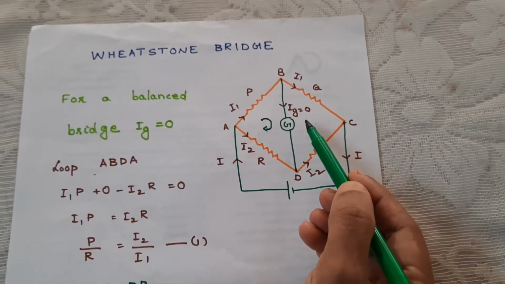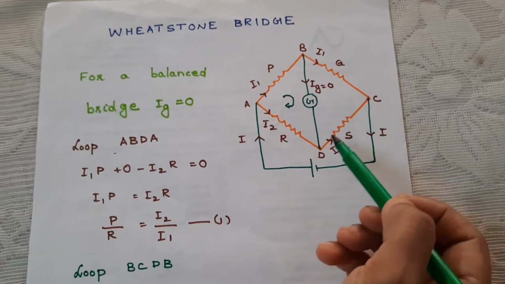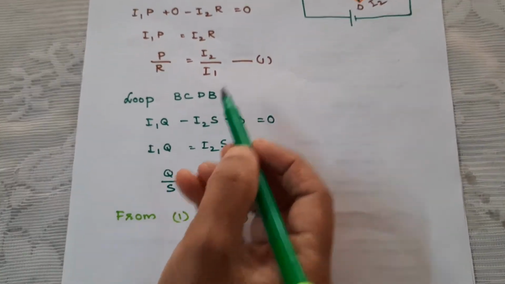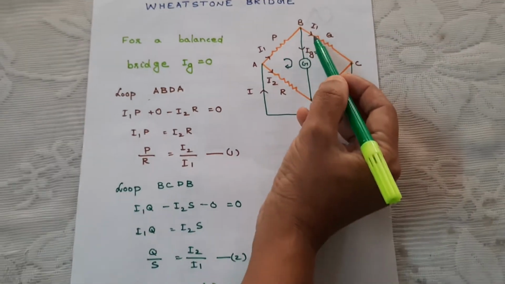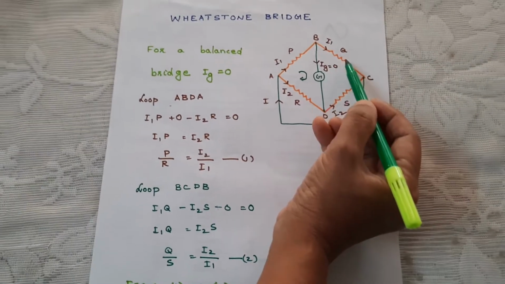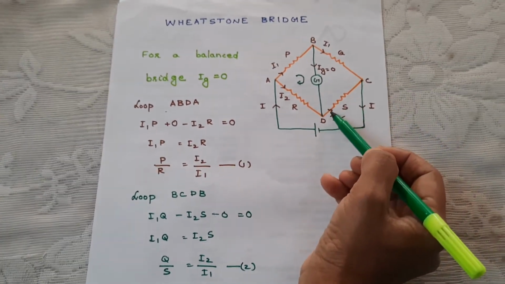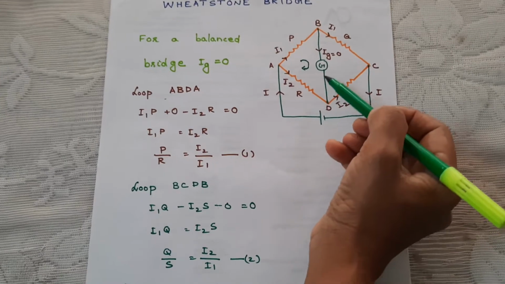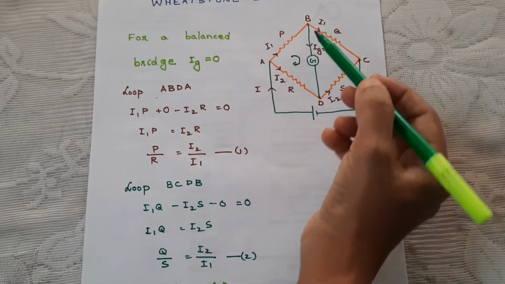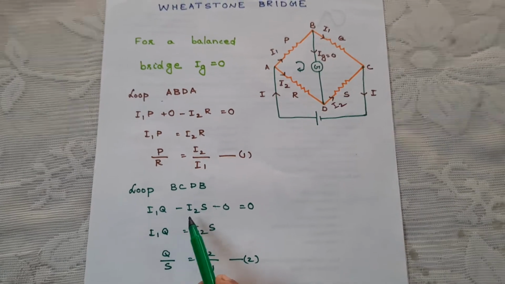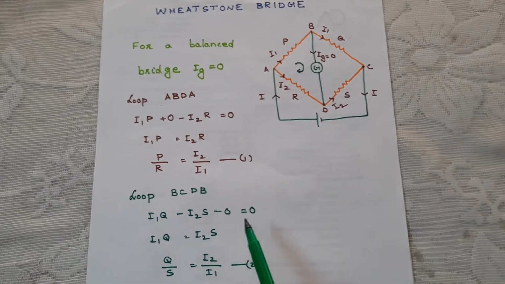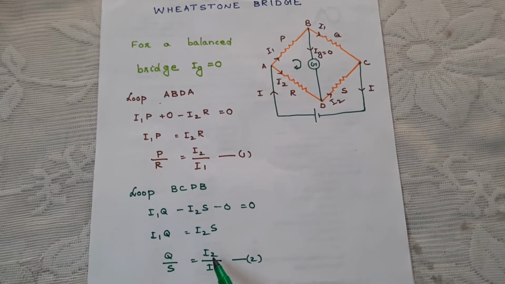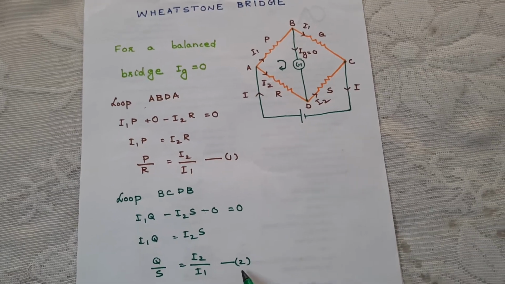Now let us apply the rule to the second loop, BCDB. Here the potential difference across Q, that is I1 into Q, minus I2 into S, because the current flows in the opposite direction, minus 0 is equal to 0. I1Q minus I2S minus 0 equals 0, or I1Q is equal to I2S. Or Q by S is equal to I2 by I1. That is equation number 2.